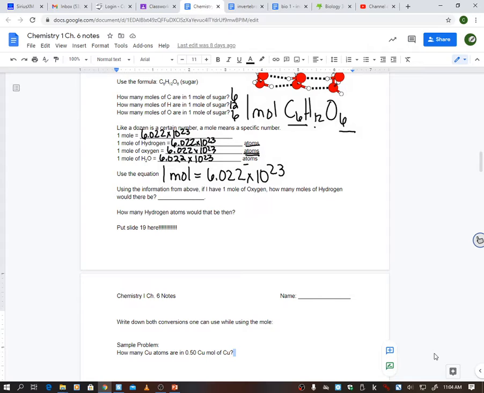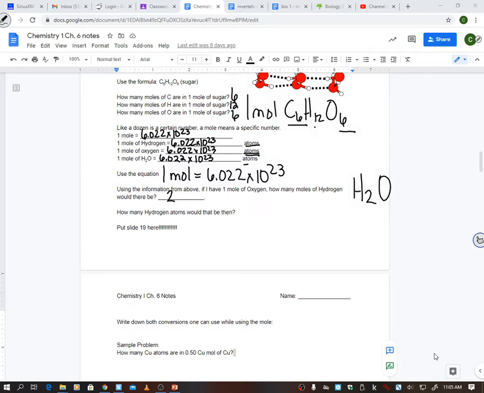All right, so I had just written down the equation, telling you guys you could write that on your periodic table or somewhere safe. And it says, using the information from above, if I have 1 mole of oxygen, how many moles of hydrogen should there be? So I'm talking when I have H2O, okay? So if there's 1 mole of oxygen there, how many moles of hydrogen would there be?